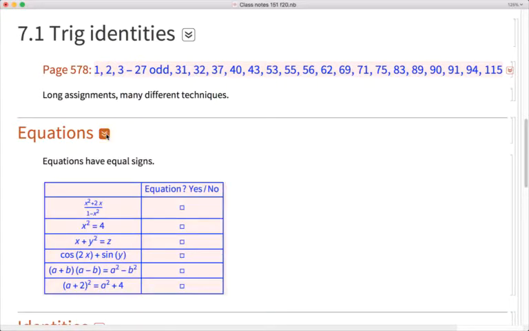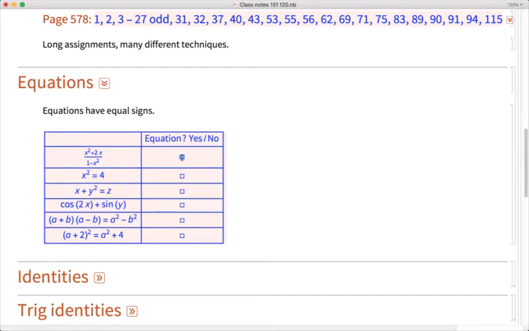Okay, so before we get to identities, we're first just going to review what an equation is. And this is as simple as it sounds. An equation is something that has an equal sign in it. So just to be totally clear, this right here, we'd say this is an expression, but it's not an equation because there is no equal sign.